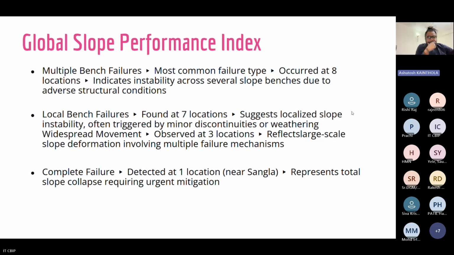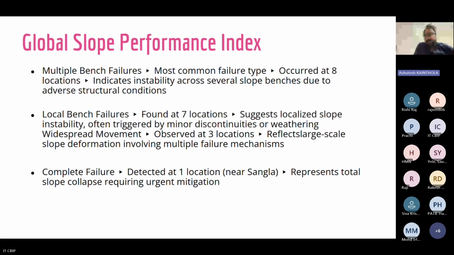Yeah. So multiple bench failures. That means in totality, the slope won't fail. You won't have the propensity for its whole collapse. But because of the orientation, you'll have multiple bench failures. And it was noticed and discerned for 8 locations. Then also on local bench failures, it was found for 7 scales, as in the slope failures localized.